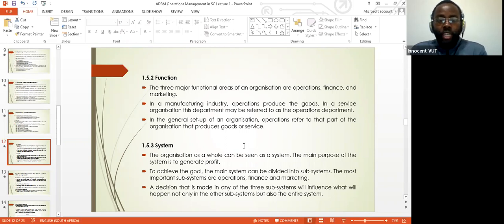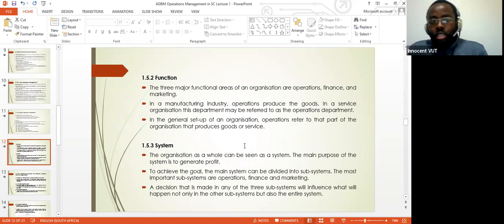And then the last area under the scope of operations management, we have the system. The organization as a whole can be seen as a system. The main purpose of the system is to generate profits. Business organizations are said to generate what? Profit. That's their main purpose. So as a system, the purpose is to generate profit.